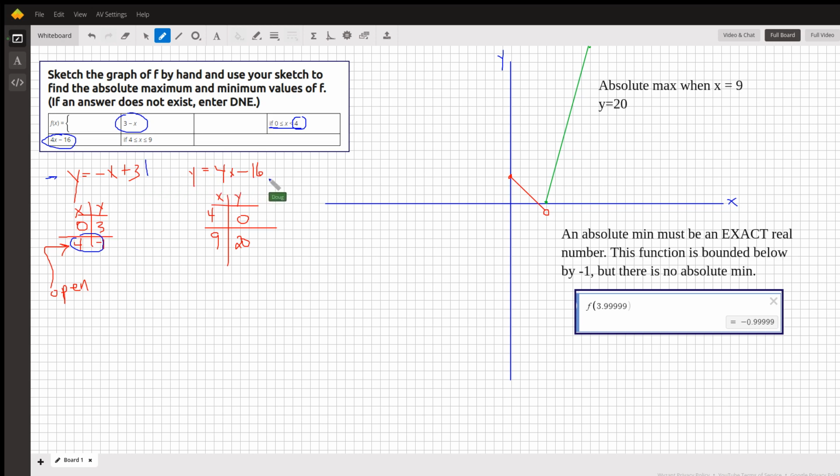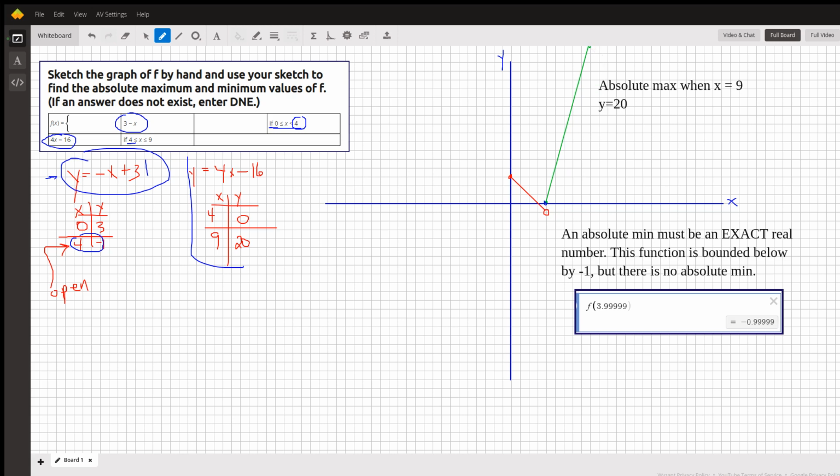Over here, 4x minus 16, when x is 4, y is 0. When x is 9, y is 20. So for this rule, it's a line with a slope of negative 1. That looks right. The y-intercept of 3. That looks right. But we've got an open circle here. For this rule, 4, 0, that's a closed circle.